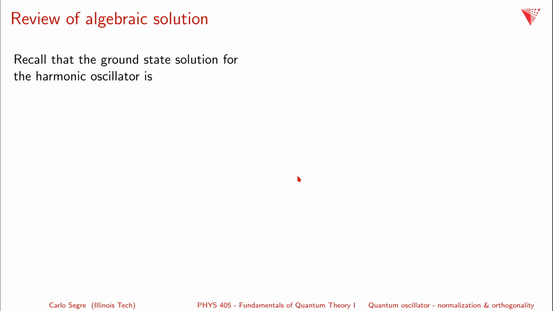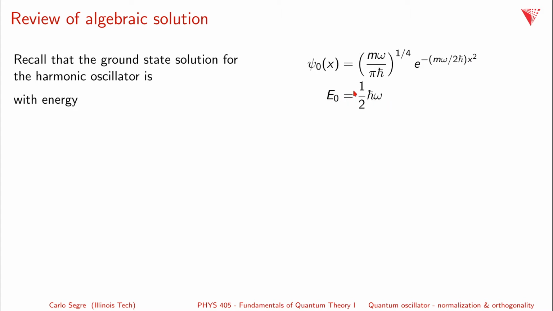So, if you recall, the ground state solution for the harmonic oscillator is simply given by this. It's psi 0, where the index starts at 0. It's (m omega over pi h bar) to the 1/4 power, e to the minus m omega over 2h bar times x squared. And its energy is 1/2 h bar omega.